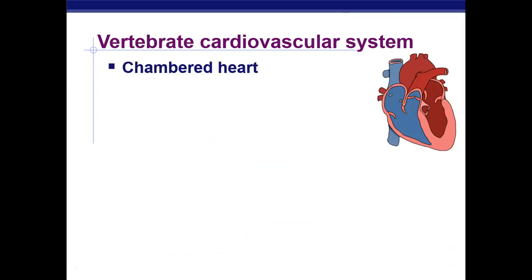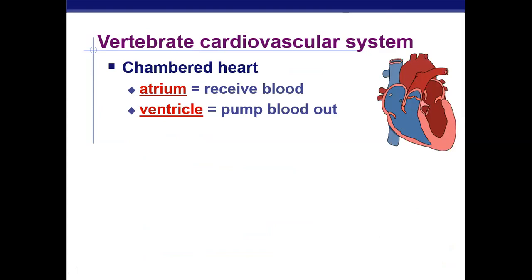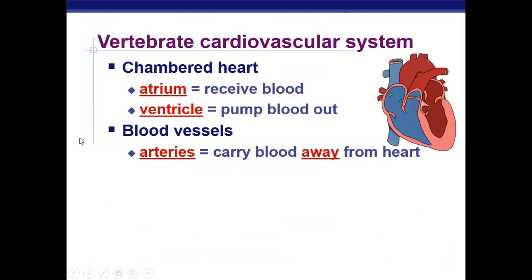So the vertebrate cardiovascular system, we have a chambered heart. We have a 4-chambered heart in humans. The atriums receive blood in your heart. Those are the chambers that receive blood. The ventricles pump blood out. Those are the chambers in your heart that pump blood out. Blood vessels, these are the tubes inside of your body that are carrying blood. Arteries equal carrying blood away from the heart. Veins equal carrying blood back to the heart, returning blood to the heart.